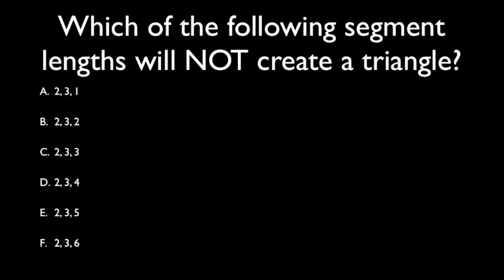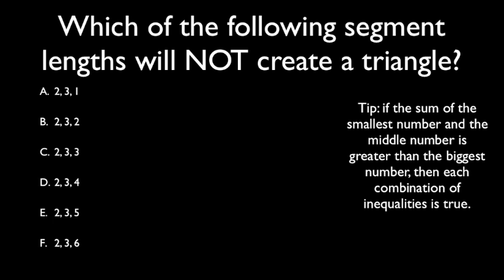So we look at 2, 3, 1. Well, if you take the two shorter sides, add them together, we see that the combination would not create a number greater than the biggest, right? In the first one, 1 plus 2 is not greater than 3. So therefore, that would not create a triangle. 1, 2, and 3 would just fall flat. Wouldn't be able to form three sides.